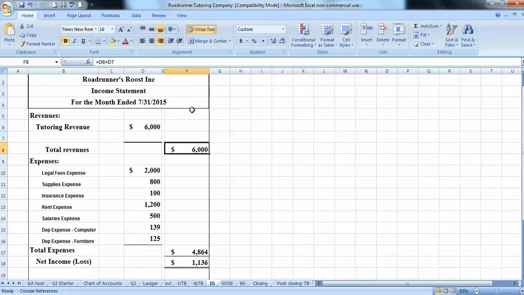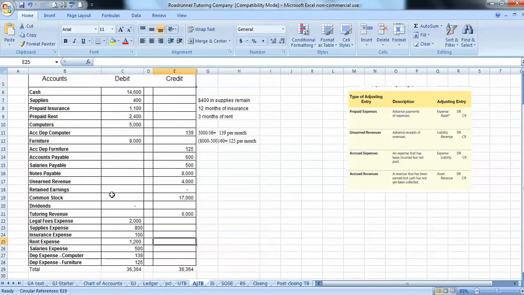So as you know, the income statement is revenues minus expenses. I took those numbers off this section of the adjusted trial balance. And remember, when you're doing your exams, when you use the tutoring revenue on your income statement, mark it off. You're never going to use it again. When you put the expenses on the income statement, mark them off. You never use them again.